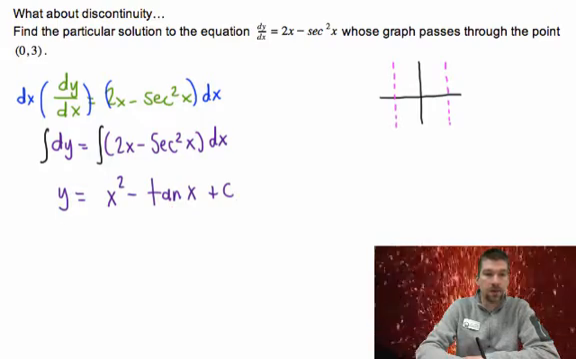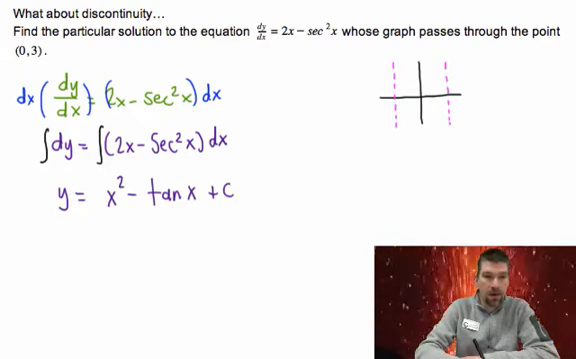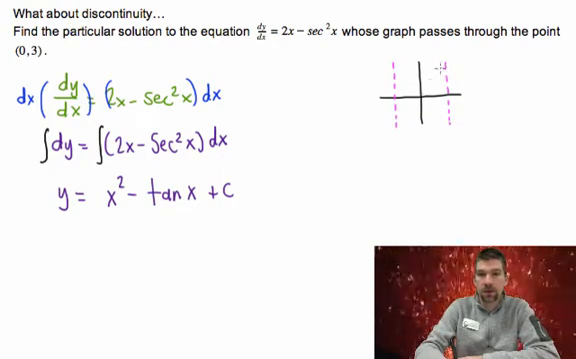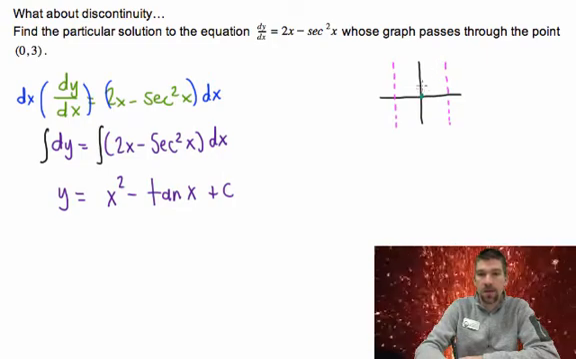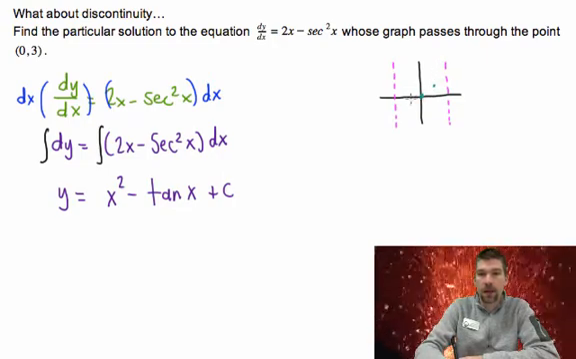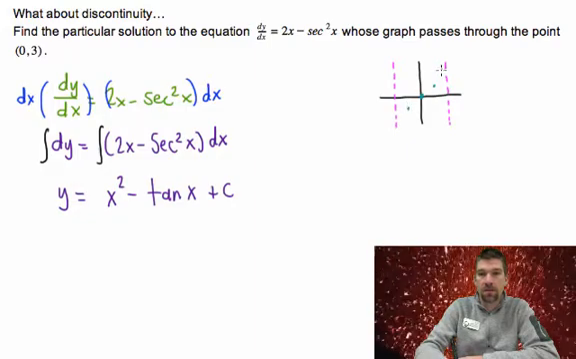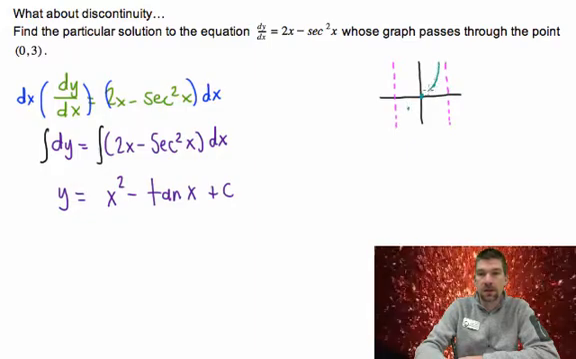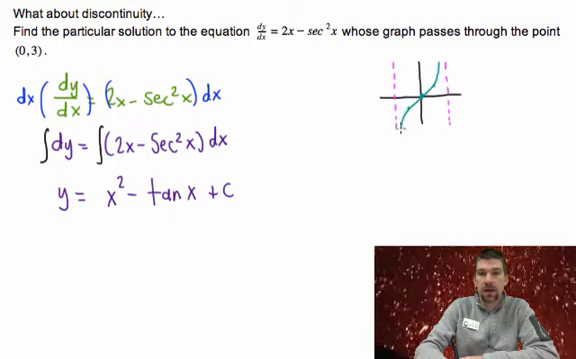And that our graph is going to look something like this. We're going to go through 0 here. At pi over 4, we're at 1. Negative pi over 4, we're at negative 1. So it's a graph that looks something like that.